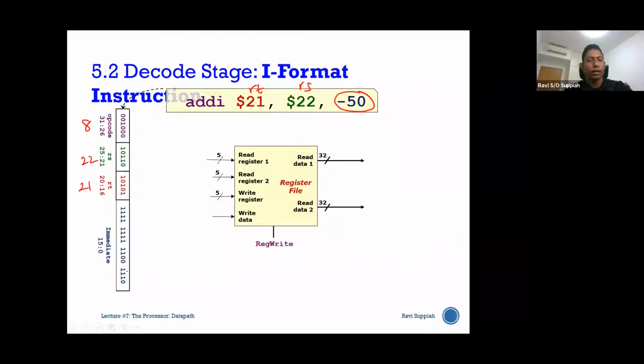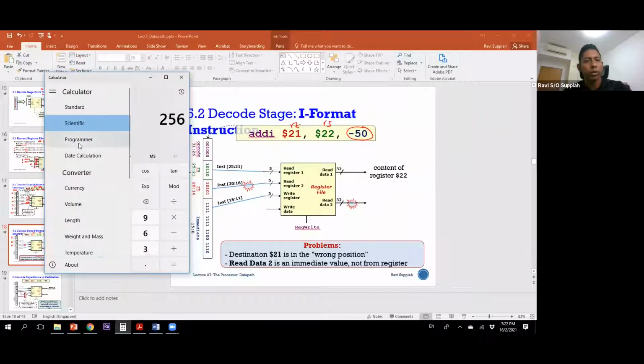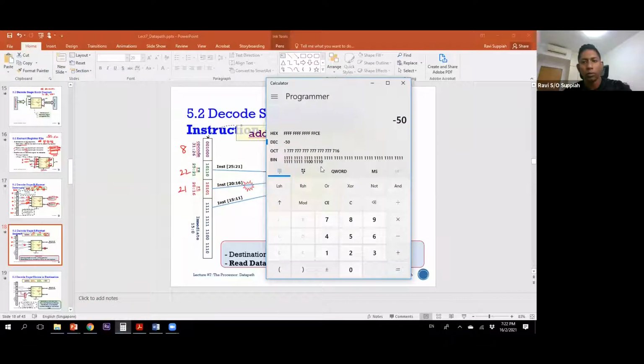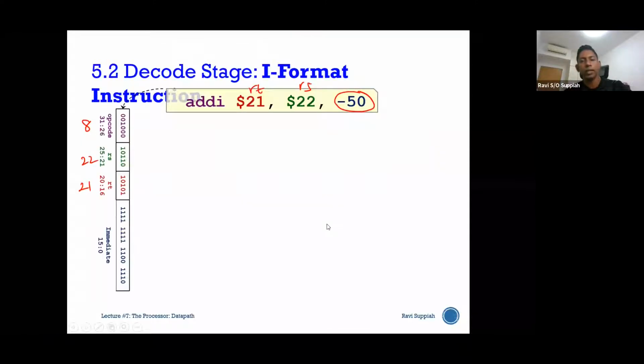If you are not sure, again, you can always use your calculator. If you go into programmer mode, put 50 with a negative sign, you can look at the lower 16 bits, and you can see that these lower 16 bits match this. Of course, if you want to calculate it manually, you can take 50 and do the 2's complement, then you get negative 50. I'll not go through that, but this is basically representing negative 50.